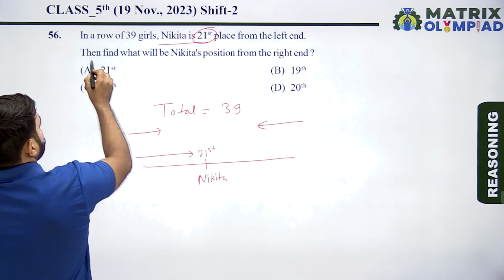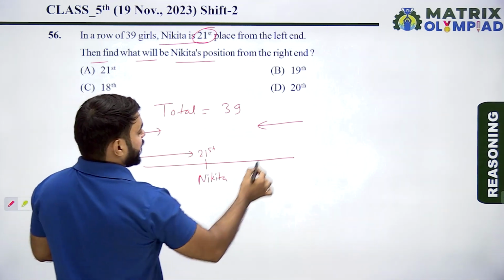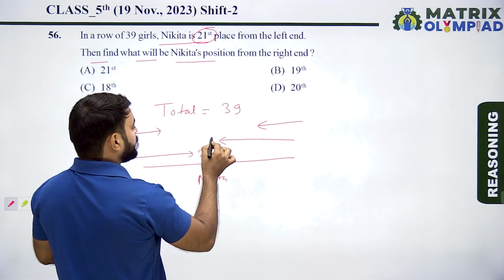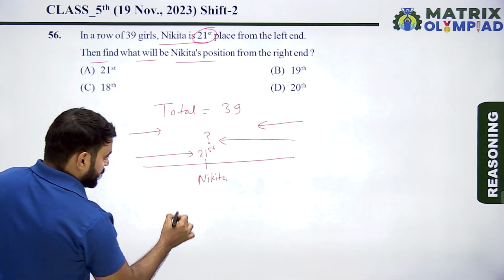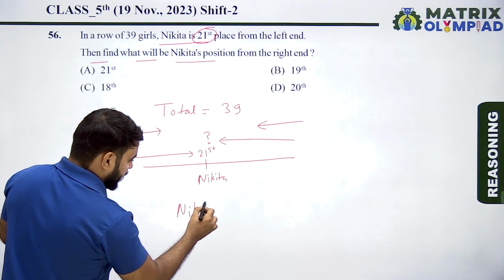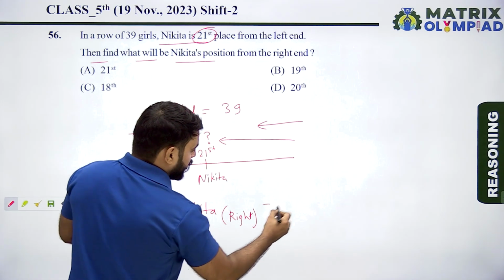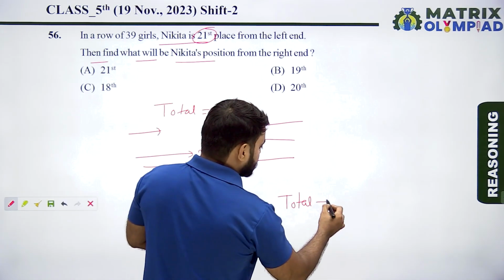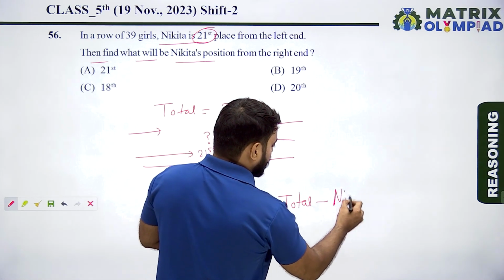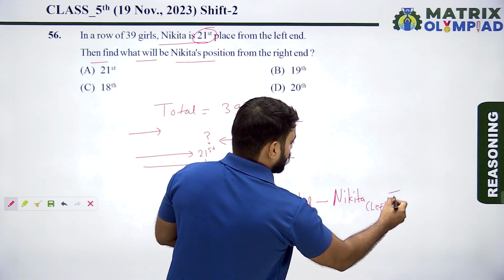Now find what will be Nikita's position from the right. Find the position of Nikita from the right end. So the formula is total number of persons minus position of Nikita from the left plus 1.